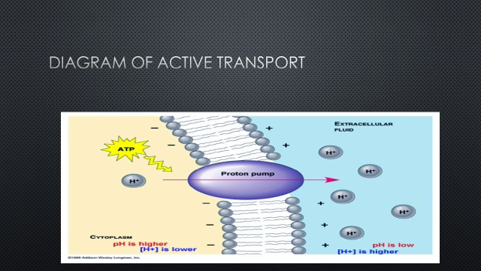Students, this is a diagram of active transport, and you can see that hydrogen ions inside the cell membrane are in low concentration, or in less amount, and hydrogen ions in the extracellular fluid are high. So the hydrogen ions are moving from lower concentration towards higher concentration through a carrier protein with the energy of ATP.